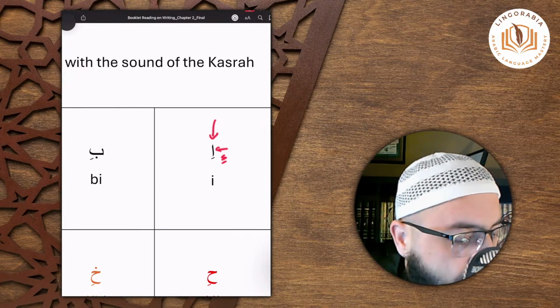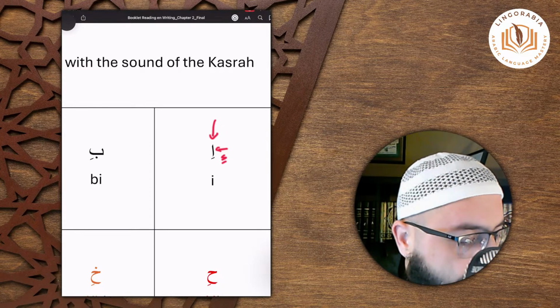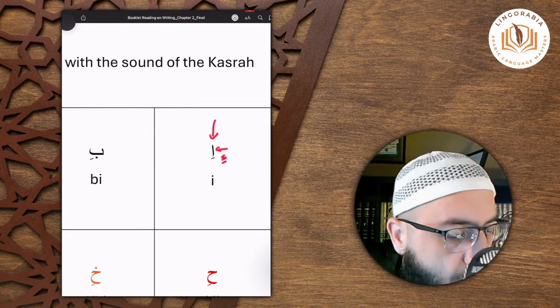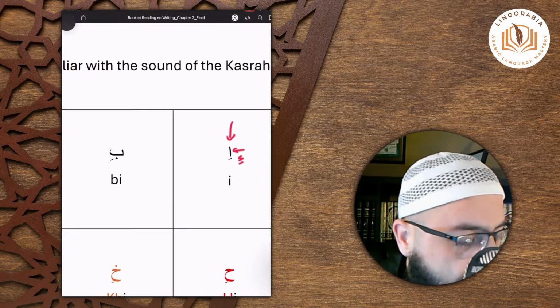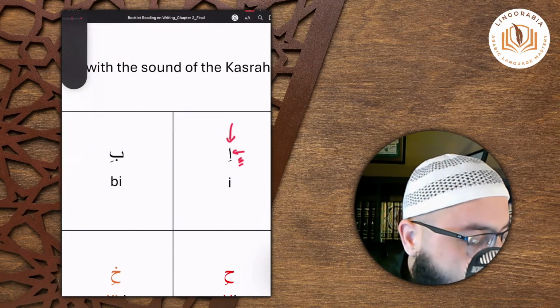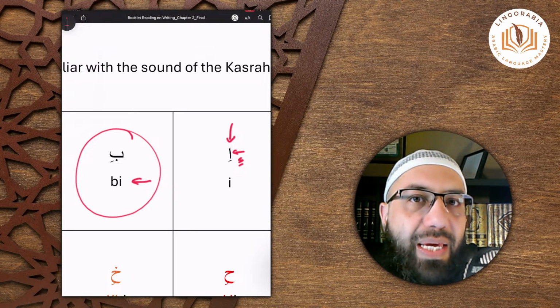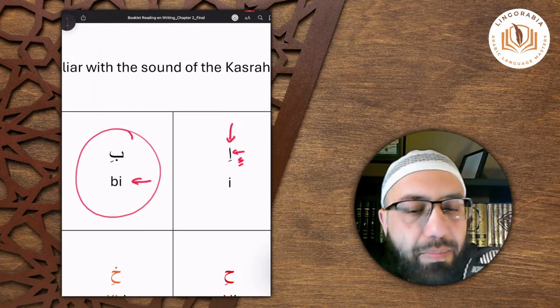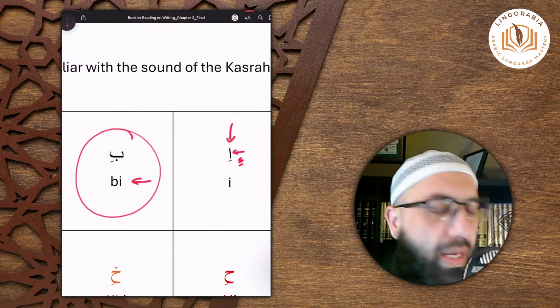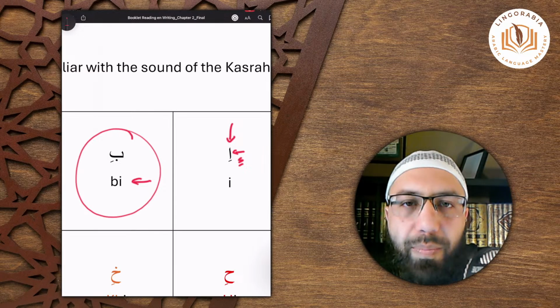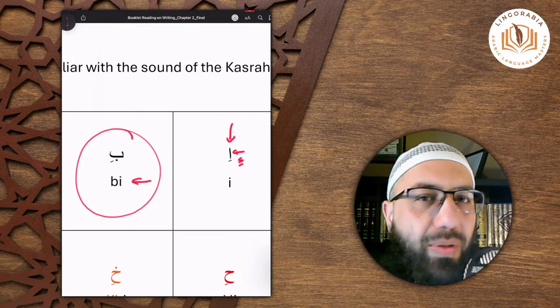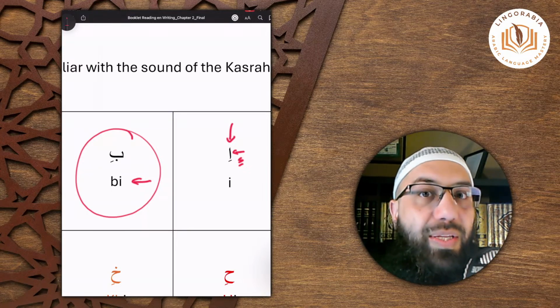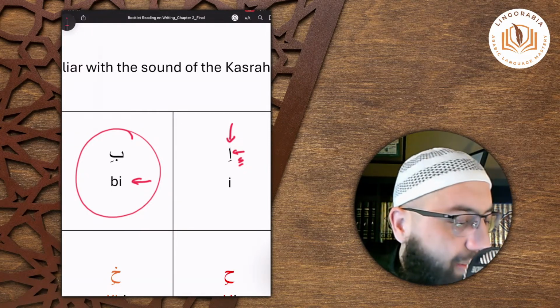Yes? And then you got the ba. So the ba, the letter ba, when it comes together with the kasra, then you pronounce it as B, B, B. That's how you pronounce it, okay? Gently, lightly, okay? Don't make it heavy. Just very gentle. So you got here E, B, okay?